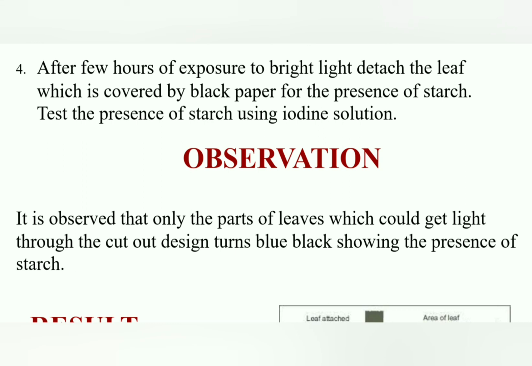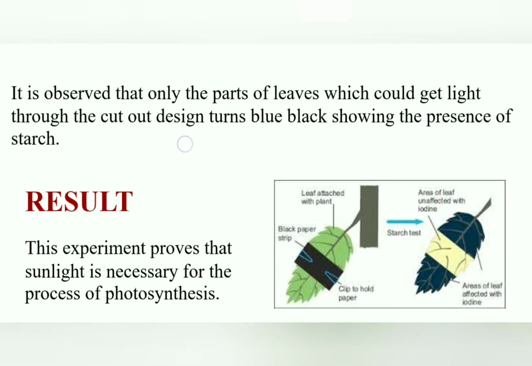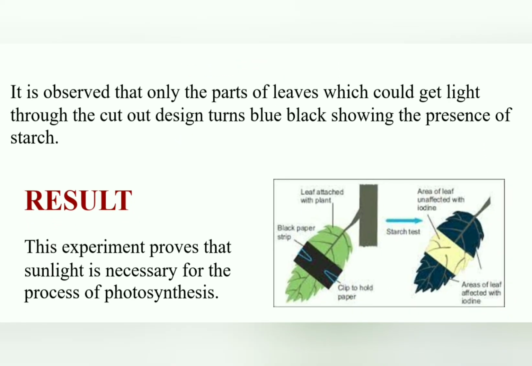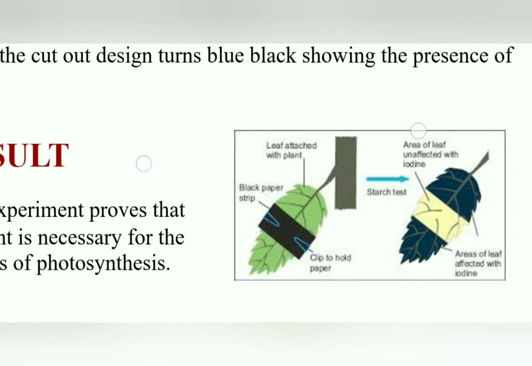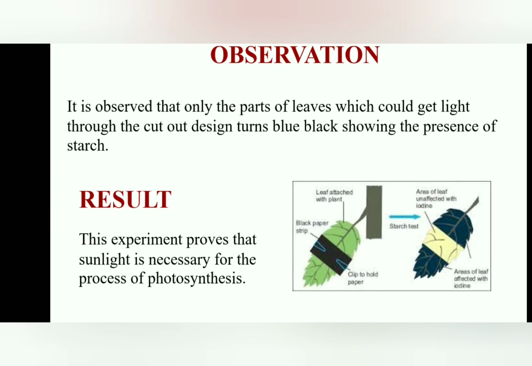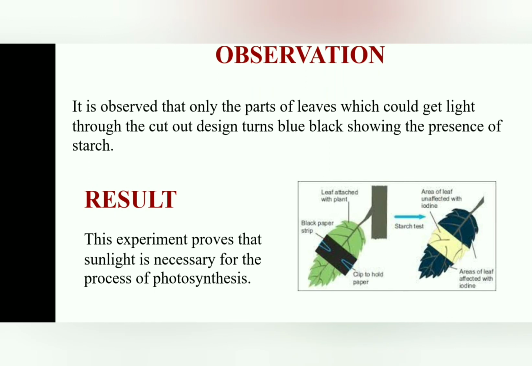How do you test for starch? Using an iodine solution. See in the picture, it is observed that only the part of the leaf which could get light through the cut design turns blue or black, showing the presence of starch. The other part does not turn blue. So this experiment proves that sunlight is necessary for the process of photosynthesis.